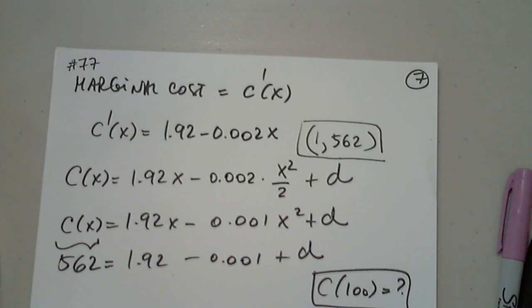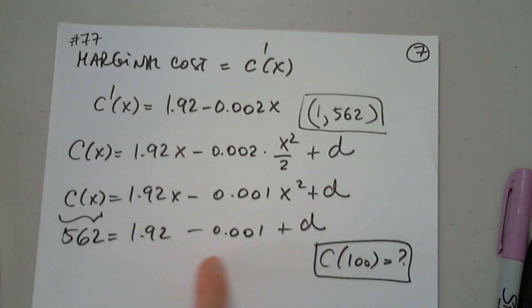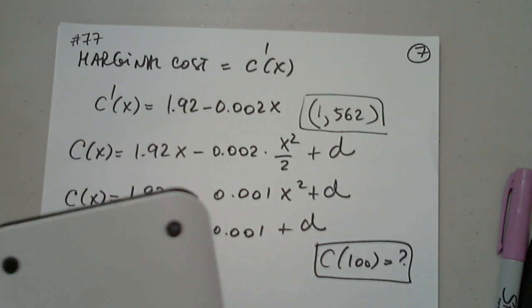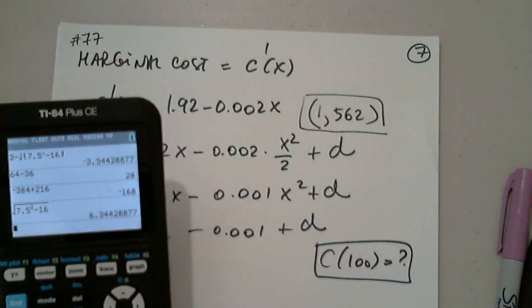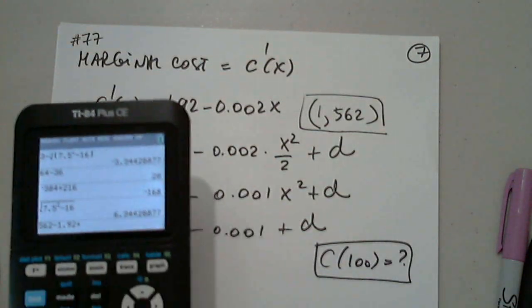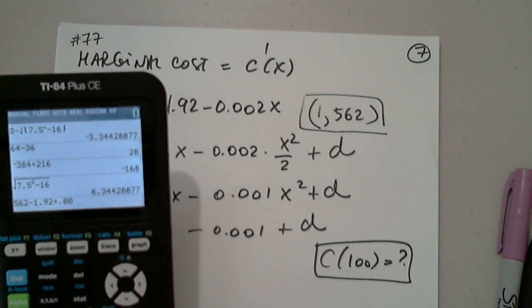I just want to make sure the cost of producing one item is this. Fine. Okay, great. So in order to find d, I have to subtract 1.92 and add this. And that will give us our d. And lazy people use a calculator. 562 minus 1.92, but plus 0.001.